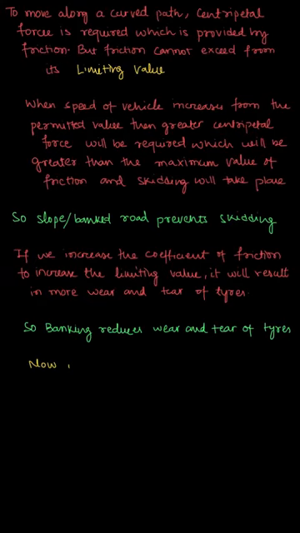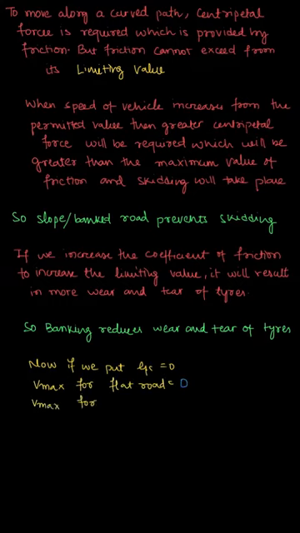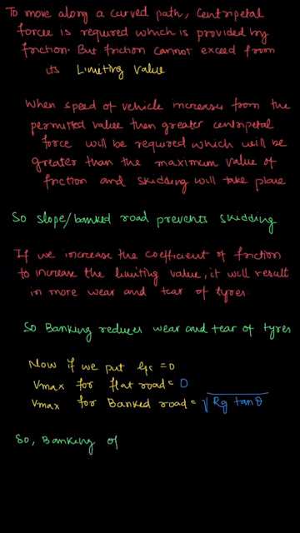Now there is another thing: in case we reduce the friction to 0. If we put mu s, the coefficient of friction, as 0, then for the flat road our maximum velocity comes out to be 0, because we are putting mu s to be 0. It means that under such a condition we cannot move our vehicle. Our vehicle will come to a standstill. We cannot move any further.